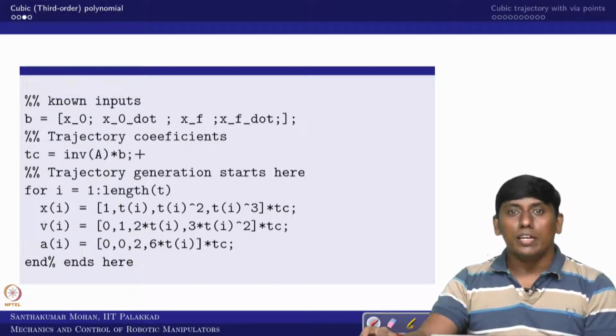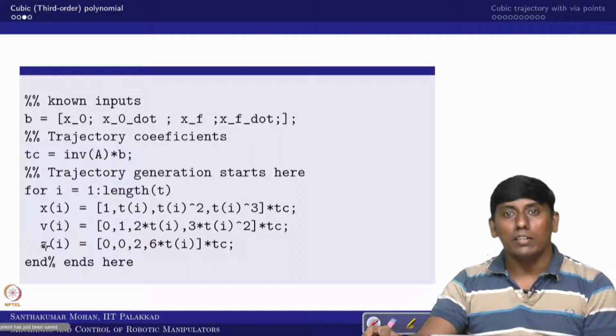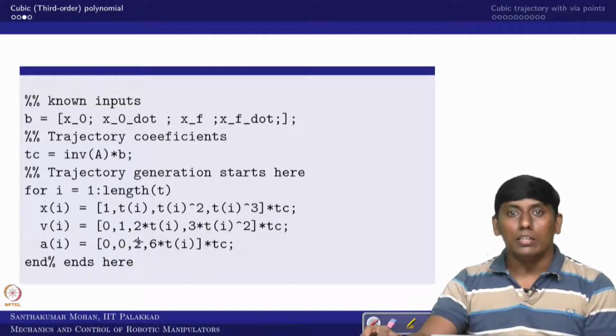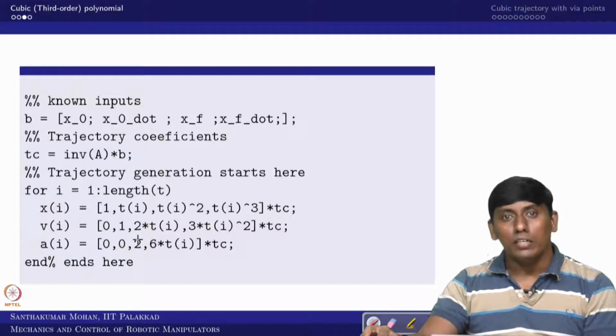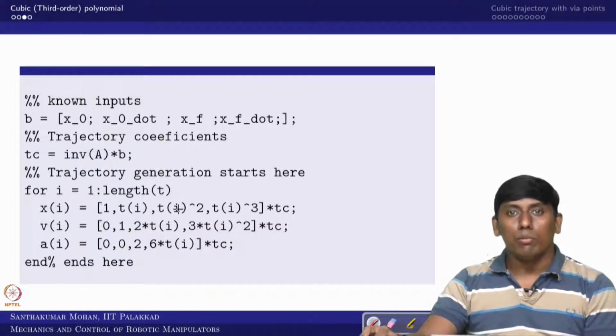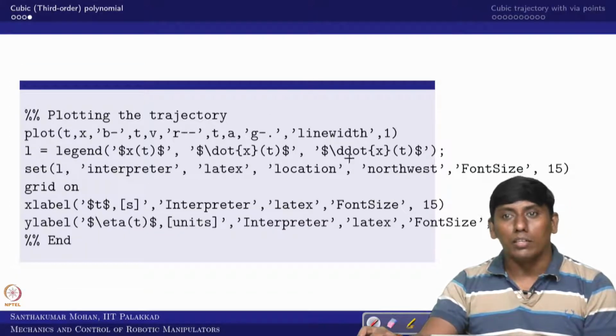Once that is done, x dot and x double dot are written in this way. Here I don't want to write x dot and x double dot, so I have written x, which is the position, v, the velocity, and a, the acceleration. This is the equation we obtain. Once all this is done, we can plot the trajectory.